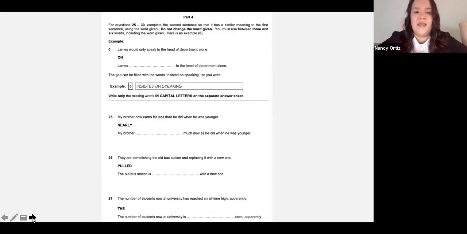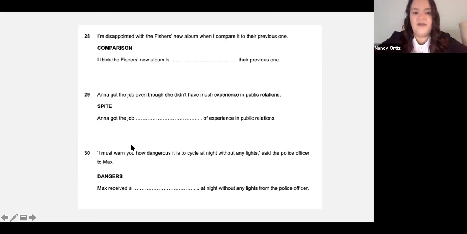Here it's the same. It's vocabulary and grammar together because now it's not just a single word. You have to write from 3 to 6 words, okay? What happens here? For example, the first answer, the example 0, insisted on speaking. Why ing? Because you have a preposition. This is what I mean. It's vocabulary, but with grammar camouflaged. We continue on that part.